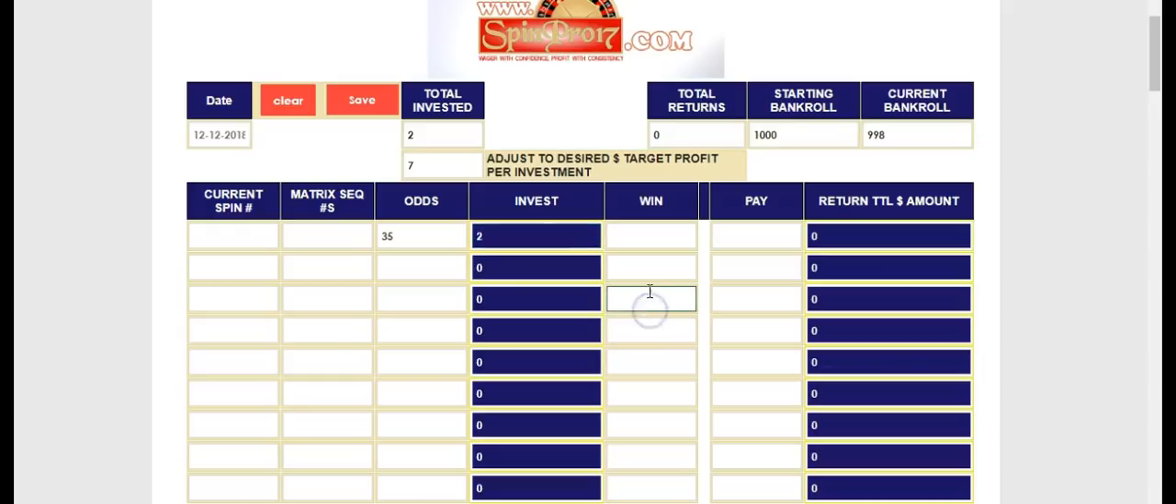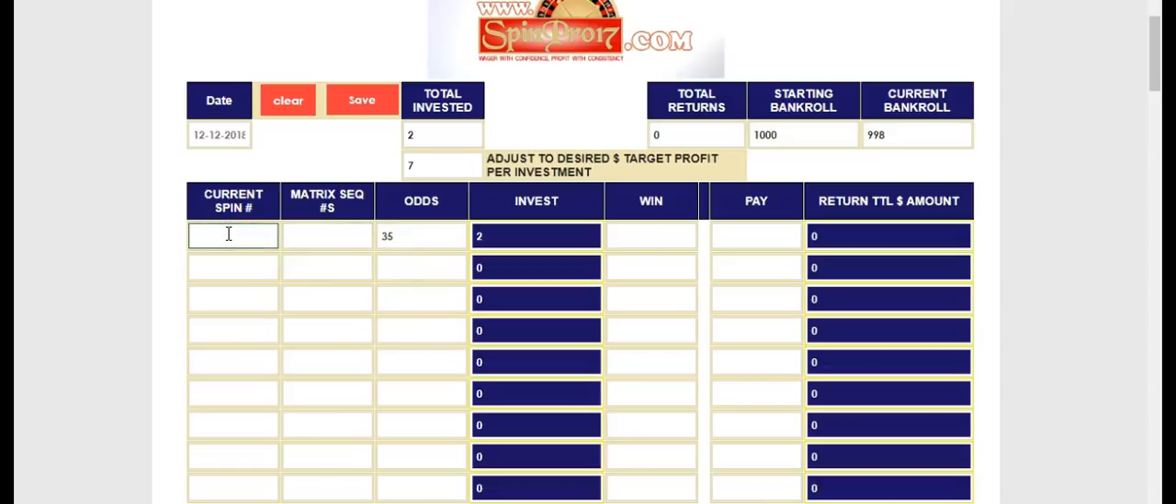Okay, so let's move on forward here. Now, the current spin number. This is a very important factor. When you have a number that comes down on the wheel, you're going to input it into this box. Once you put the spin number, automatically the matrix sequence numbers are going to appear right here. Unfortunately, we can't show that here, because if we put the number down here, it's going to pop up the matrix sequence numbers. This is not going to be fair to paying customers. But we're going to give you a demonstration of how it works.